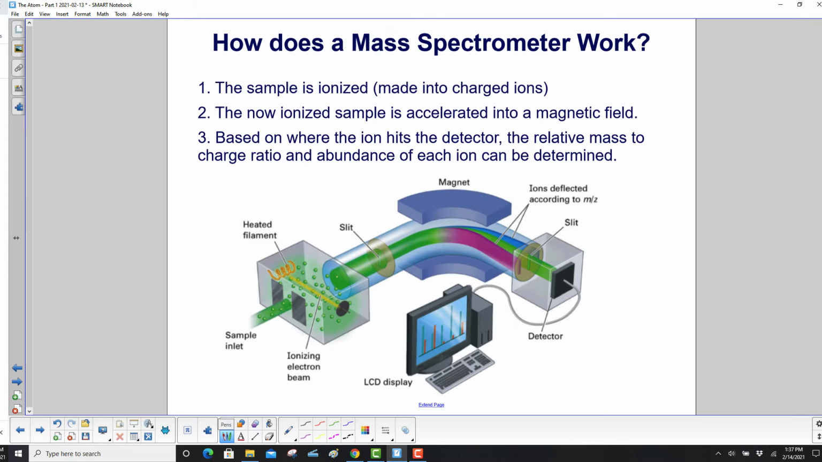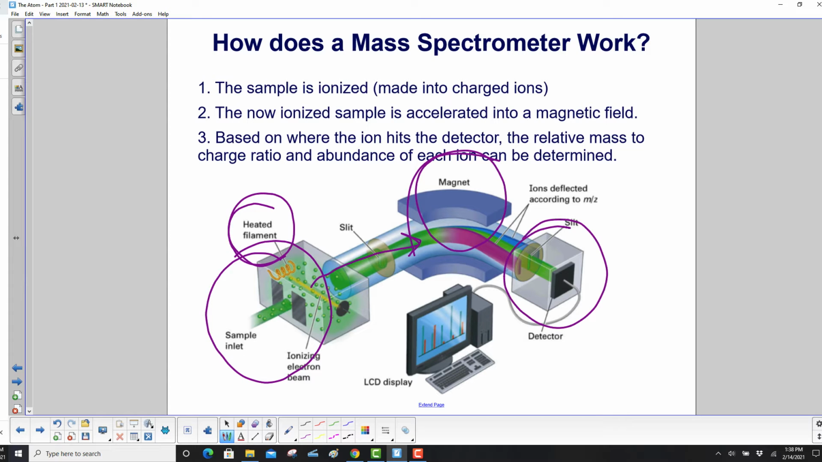How does it work? The sample over here is ionized. It is made into charged ions by being heated with the filament. The now ionized sample is accelerated into a magnetic field. Based on where the ion hits the detector, the relative mass-to-charge ratio and abundance of each ion can be determined. So here's your magnet, and here's your detector over here, and here's your display.